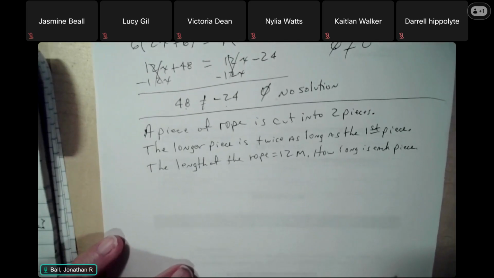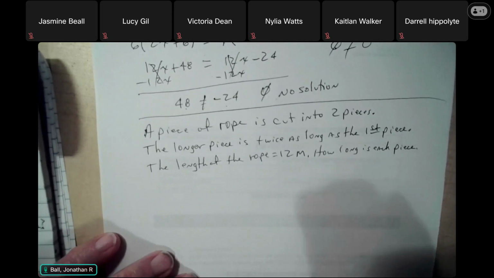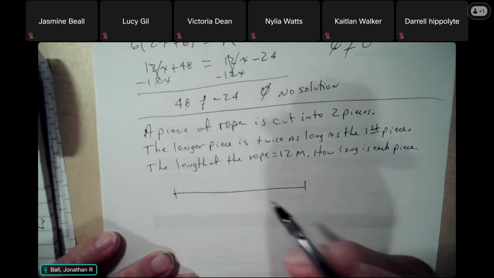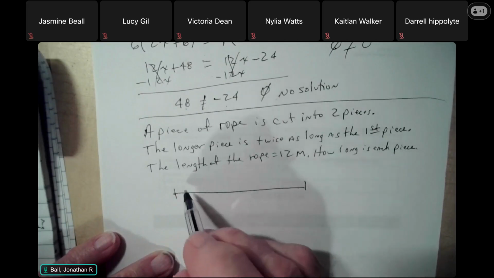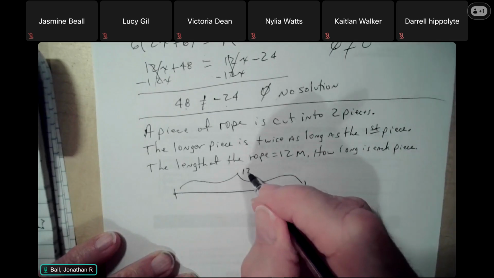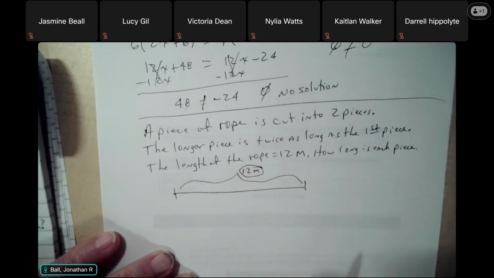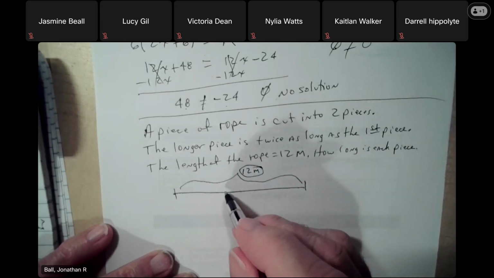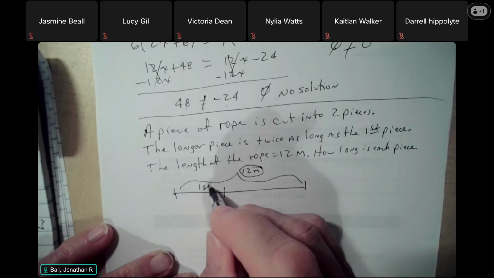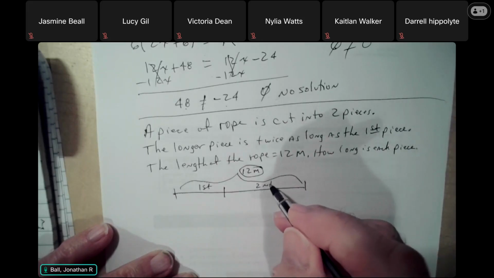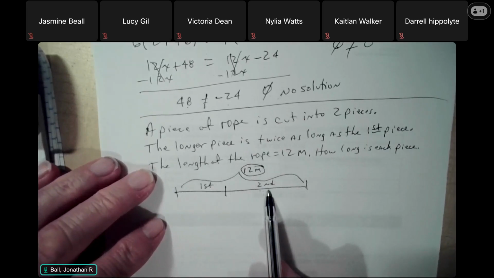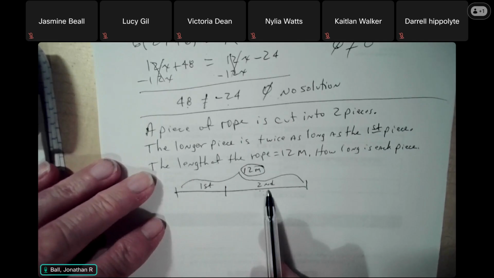Well, I'm sorry, but I have to draw pictures because I'm stupid. Here's a piece of rope, right? Now, the length of the rope, the whole thing, is 12 meters. Okay, it's cut into two pieces. This is piece number one, and this is the second piece. The longer piece, the second one, is twice as long as the first one.